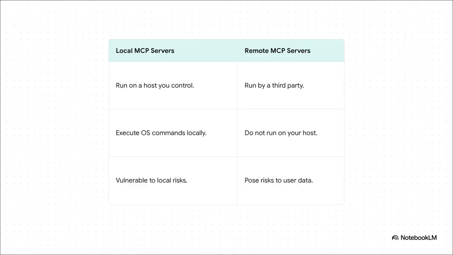Now, this is a really important distinction to make. You've got two main ways to set this up. You can run these MCP servers locally, on a machine you control. This gives you total power, but guess what? It also means you're on the hook for every single risk, or you can use a remote server run by a third party. This can feel safer because you're offloading some of that risk, but now you have to trust someone else with your data. It's a classic security trade-off, and you really have to think about which one makes sense for you.